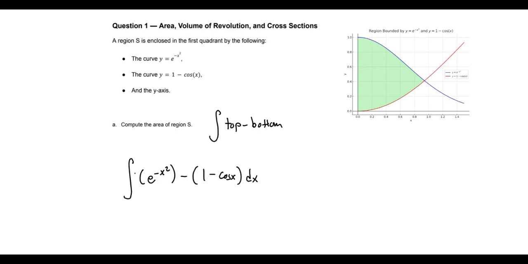All right, now the next thing we have to figure out are the limits of integration. Now, 0 is the first one. That's pretty easy to see. But it's not exactly obvious what's going on over here. It seems to be somewhere between 0.8 and 1.0. So you're going to have to use a calculator to figure out what this upper limit is going to be by finding their intersection points.